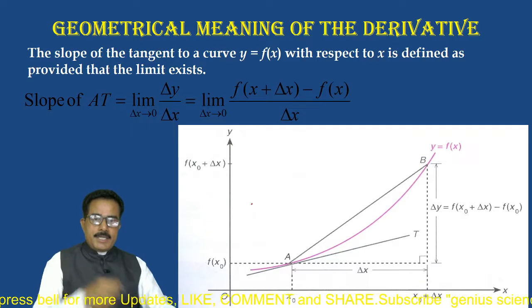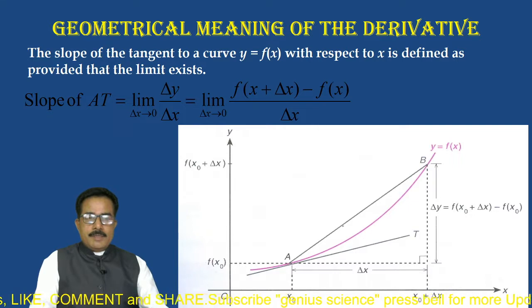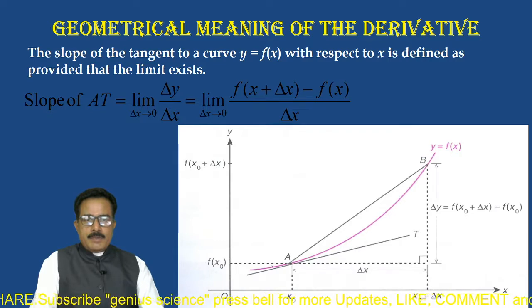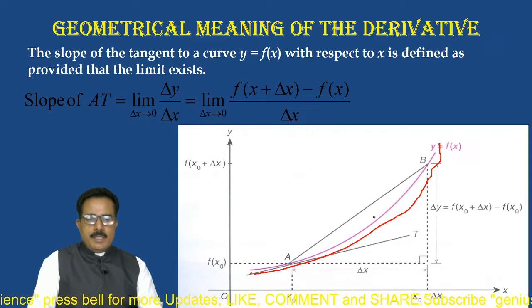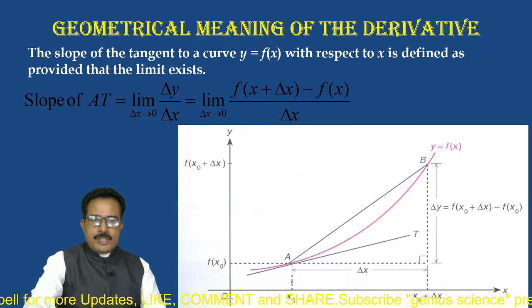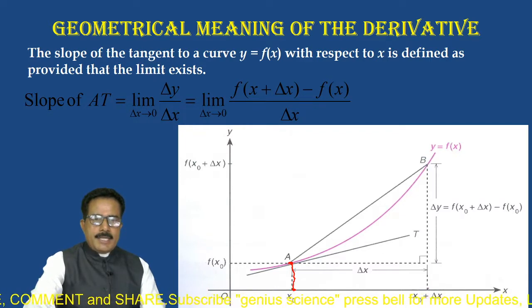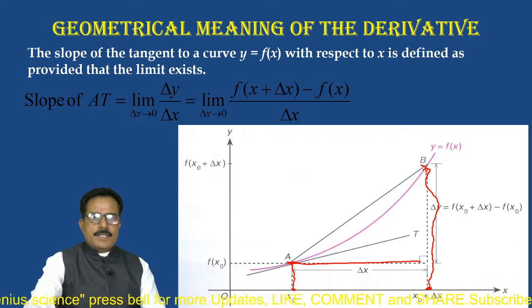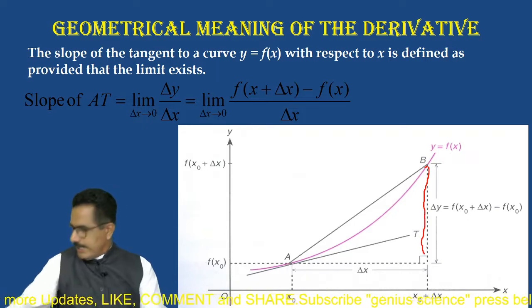Now, this is a geometrical conversion of a given function or a definition into the limit form or the tangent form. Suppose this curve y is equal to f of x is a given curve. Then at x0, the value of f of x0 is at point A. At x0 plus delta x0, the value is at a point B. This difference is delta x. This difference is delta y.